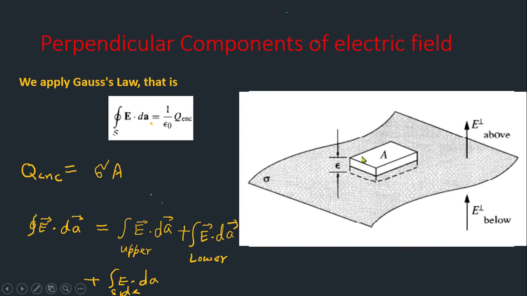For this, because we are interested in the perpendicular components of the electric field, we take the height of this Gaussian pillbox very small, which is approximately equal to 0, which approaches 0. So the surface integral becomes 0 for the side surfaces, and this closed surface integral now consists of these two surface integrals for the upper cross-sectional area and lower cross-sectional area.